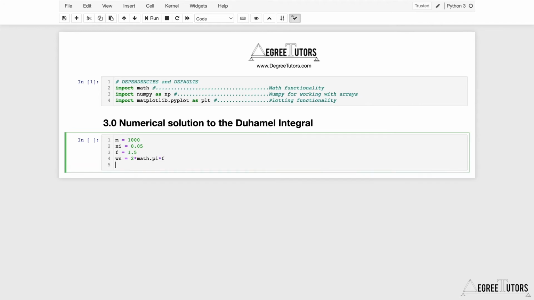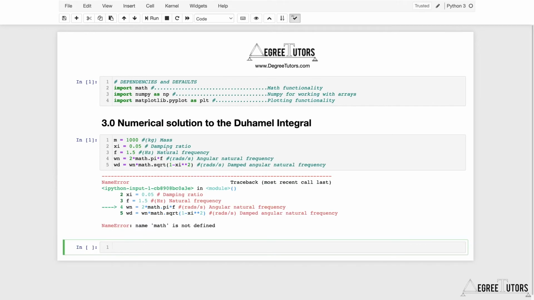Omega d, the damped natural frequency, is going to be equal to omega n times math.sqrt of 1 minus xi squared. So the damped natural frequency is the natural frequency times the square root of 1 minus xi squared. Again, we cover that in the fundamentals of structural dynamics course. So I'm going to want xi squared. And we'll just put some notes in here as we progress. I've got to run this cell first to import math, and then we can run this.